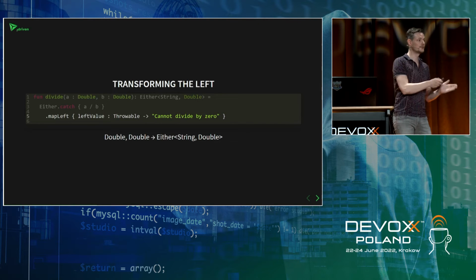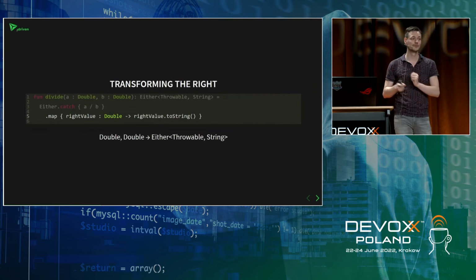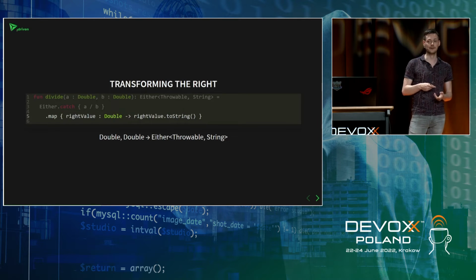If we can transform the left side, of course, we can also transform the right side. So turn our right value, for example, into a String.